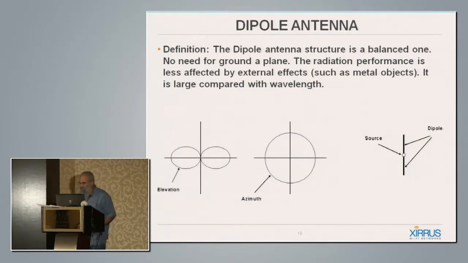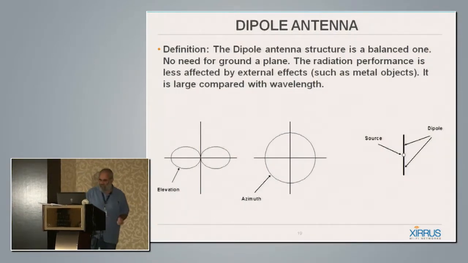The dipole antenna is another popular structure. It's made out of two resonators, each a quarter wavelength, and they are fed 180 degrees out of phase through a device we call a balun, which converts from an unbalanced to a balanced network.